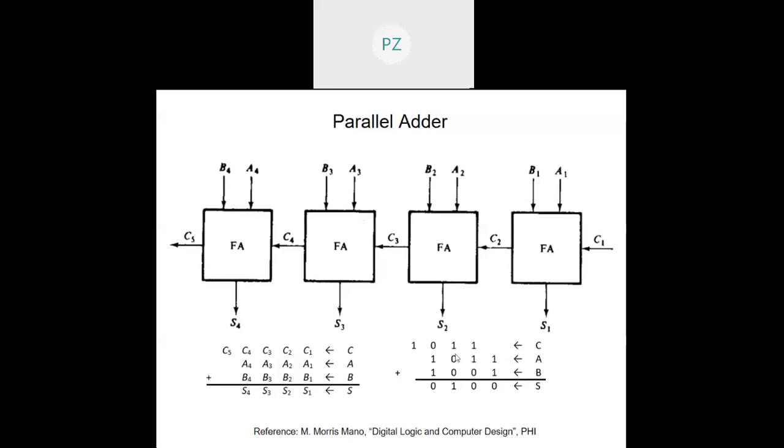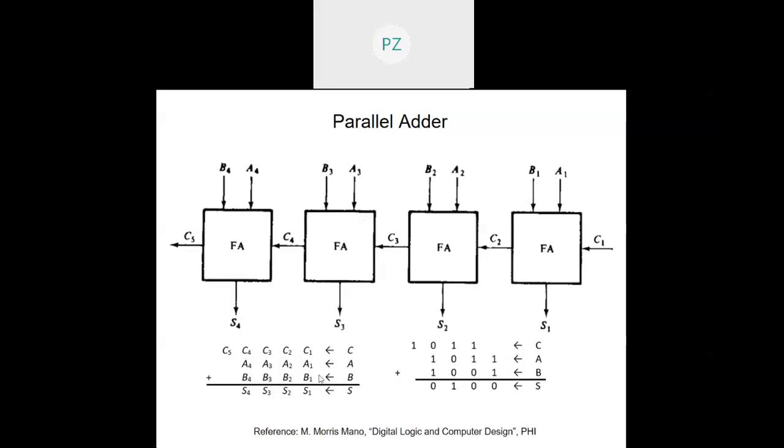1 plus 0 will be 1 with no carry, so 0. 0 plus 1 plus 1 will be a sum 0 and a carry 1. This is how we do the addition. Now a full adder allows me to do this much only, and it gives me the sum bit and the corresponding carry bit. So this is FA, meaning full adder.